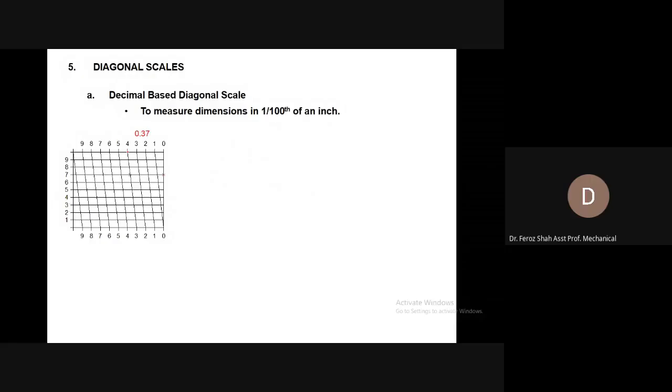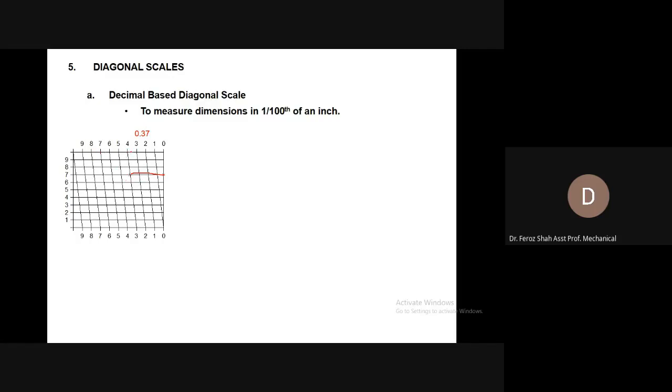This is 0.4, and this is 0.39, 0.38, and 0.37. Now from here to here it is 0.37. Now you have measured 0.37 from here to here. Now you cannot take this measurement with these two faces.